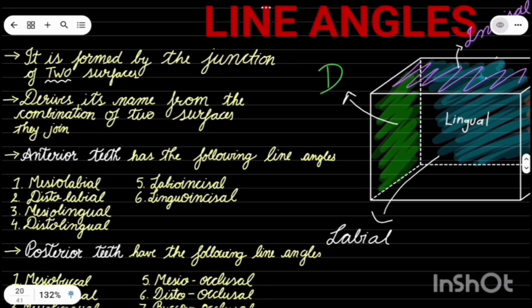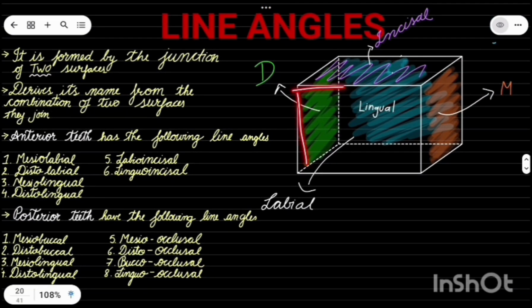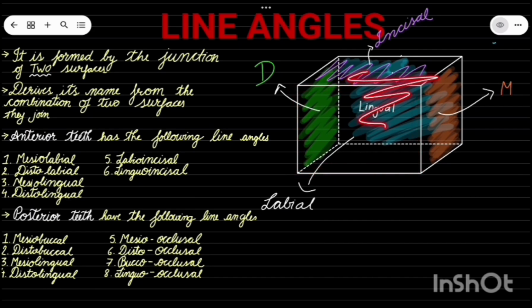So, a line angle is formed by the junction of two surfaces. Here as you can see, this is the cube, this is the labial surface, this is the lingual surface, the mesial, distal and the incisal or occlusal surface. In the anterior teeth, where the mesial surface meets the labial surface, this is the mesiolabial line angle. Where the distal meets the labial, we have the distolabial line angle. Where the mesial surface meets the lingual surface, the surface opposite to you, we have the mesiolingual line angle. Where the distal surface meets the lingual surface, we have the distolingual line angle.